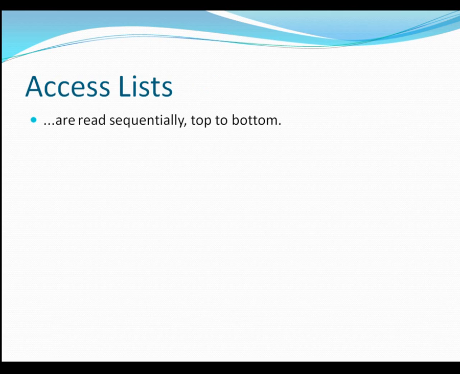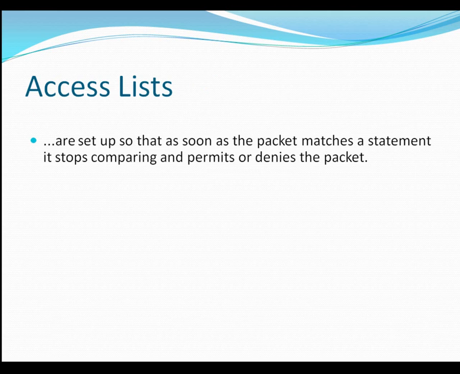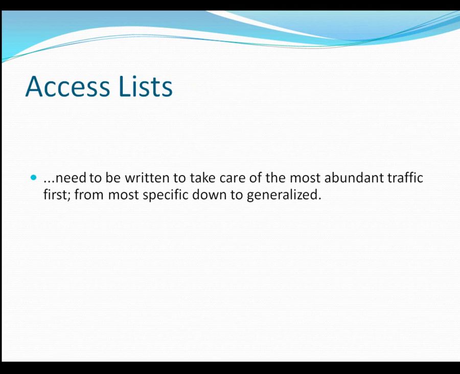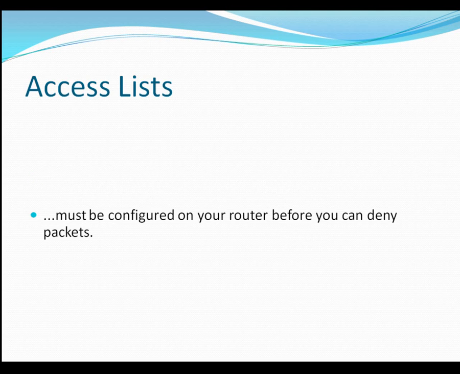Access lists are read sequentially, top to bottom. They're also set up so that as soon as a packet matches a statement, it stops comparing and permits or denies the packet. They need to be written to take care of the most abundant traffic first, from the most specific down to generalized. They must be configured on your router before you can deny packets.